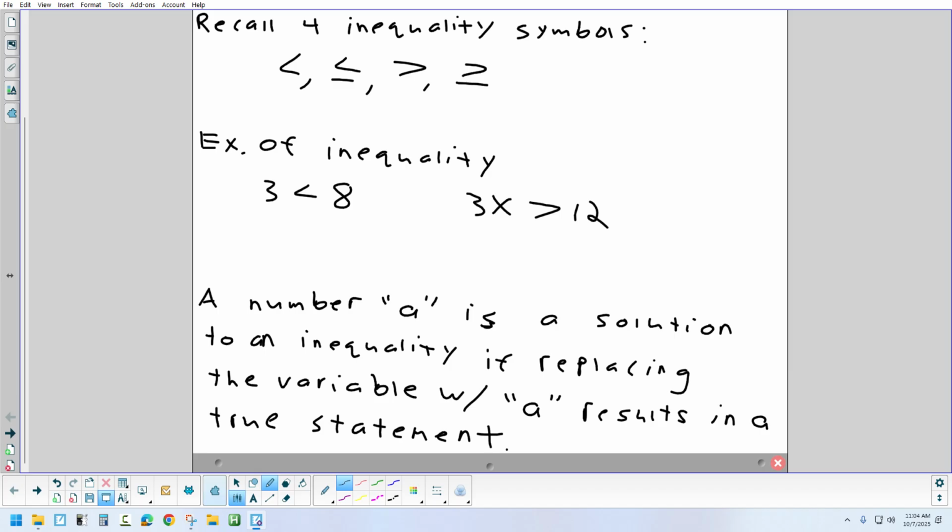So let's say we wanted to check if the number 5 is a solution to that inequality. We just fill 5 in right there. When you fill in 5, what's 3 times 5? 15. Is 15 greater than 12? Then yeah, 5 would be a solution. Let's try 4. 3 times 4 gives me 12. Is 12 greater than 12? No, so 4 is not a solution. So if you want to check if a number is a solution, you just plug it in and see if you get a true statement.